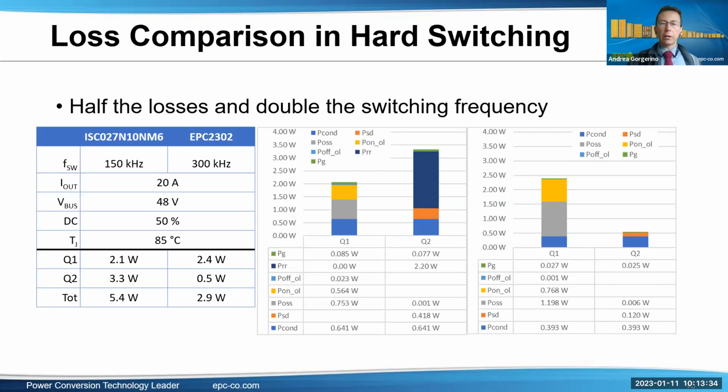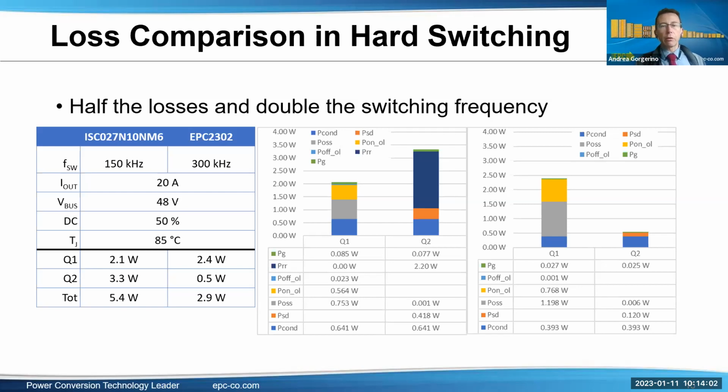The silicon device is operating at 150 kilohertz. The GaN FET is operating at double the switching frequency, 300 kilohertz. The other conditions are the same. And you can see the losses are basically about almost half of the losses of the silicon. And if you look at the comparison of the breakdown of the various contributions, of course, the RDS(on) is lower, so lower conduction losses. And again, this is half the physical size of the device.